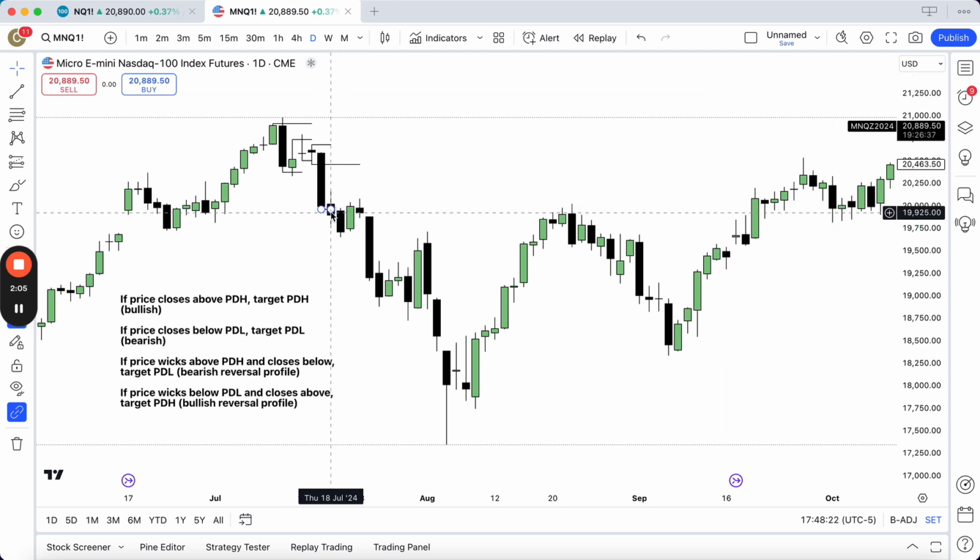What happens? Price closes once again below. So we're targeting previous day low again. Boom. Price closes below. Target previous day low.